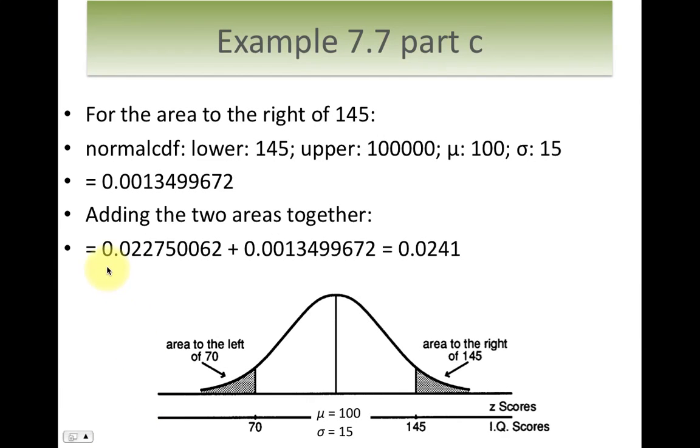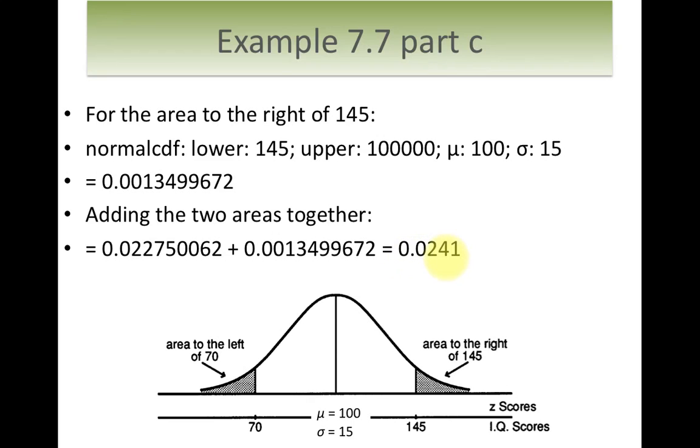Adding the two together, we are adding 0.022750062 plus 0.0013499672. We'll add them together and round our final answer to 4 places, which is 0.0241.